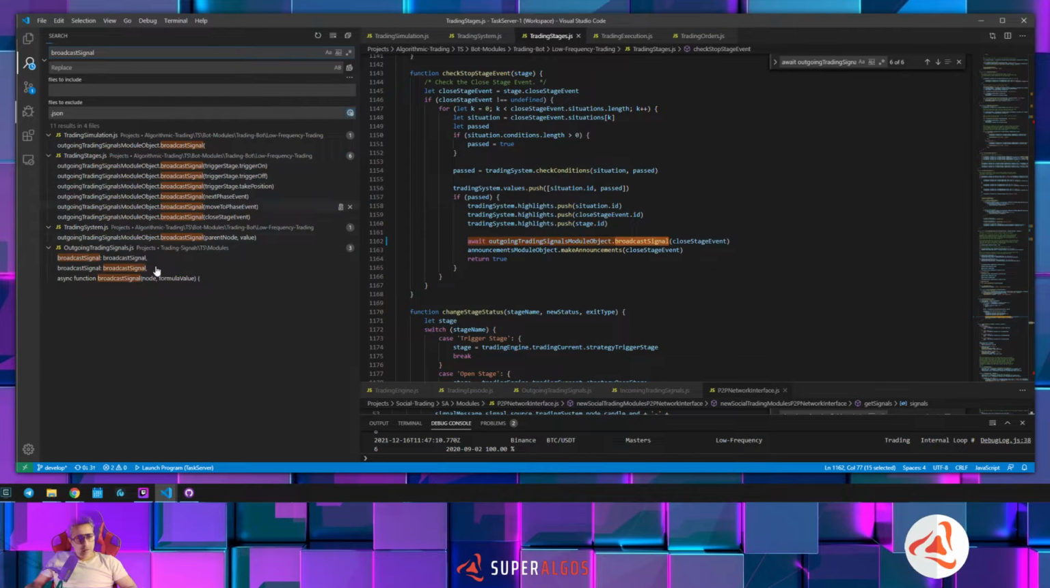So where else are we using this? The function declaration, and that's it. So yeah, we are missing the broadcasting of the order creation and order cancellation.